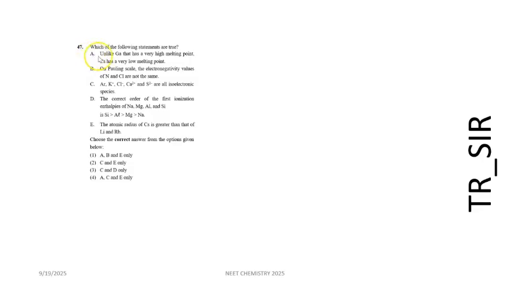The statement 1 is telling that, unlike gallium, which has a very high melting point, cesium has a very low melting point. So, guys, this statement is wrong. Why? Because the gallium melting point is around 29.5 degrees Celsius, whereas the cesium melting point is 28.5 degrees Celsius. So, the given statement is completely false.